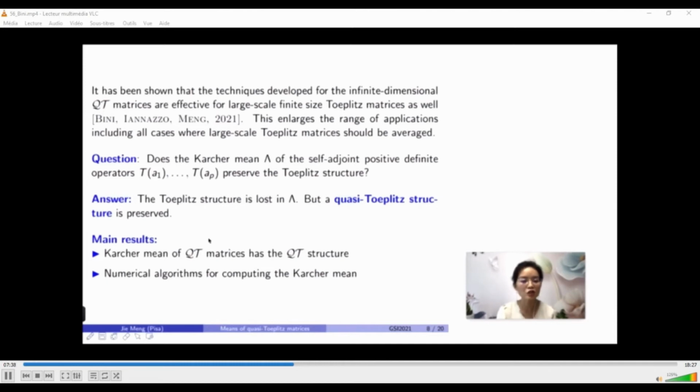And here are two main results we obtained. The first one is we show the Karcher mean of QT matrices is in the QT class. And then, after fully exploring the QT structure, we provide numerical algorithms for the computation of the Karcher mean.